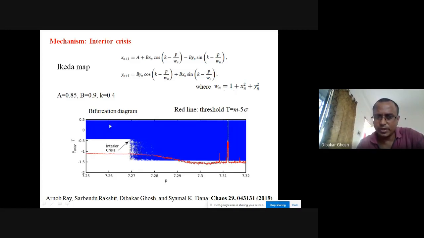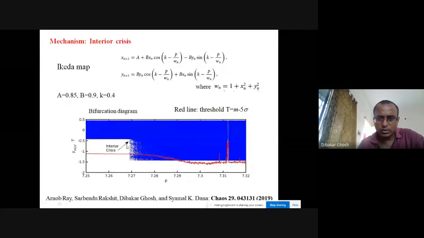So there are no extreme events. Most of the time, all the time, the trajectory stays in the bounded space. But when the parameter crosses this threshold, it comes into a crisis where sudden expansion of the attractor occurs, and this system shows extreme event like behavior. If we increase the value of P, then we see that the events are very frequent. That is, we can say these are extreme events.